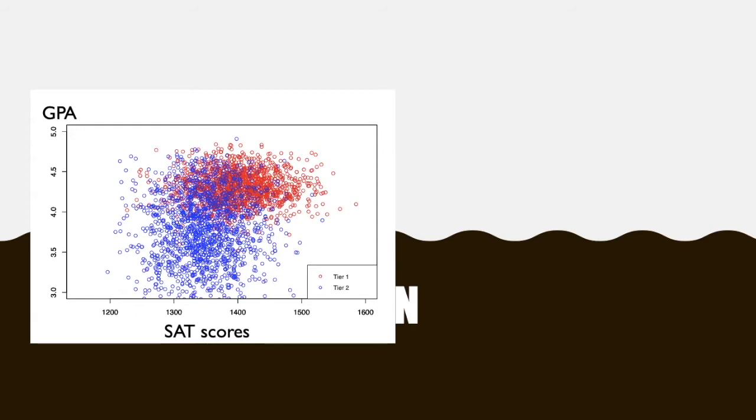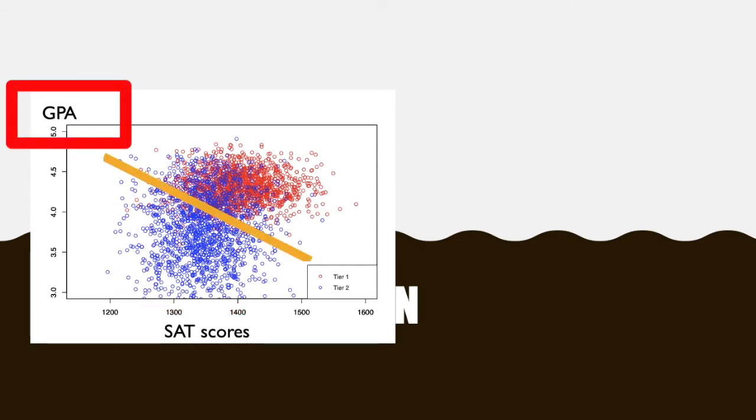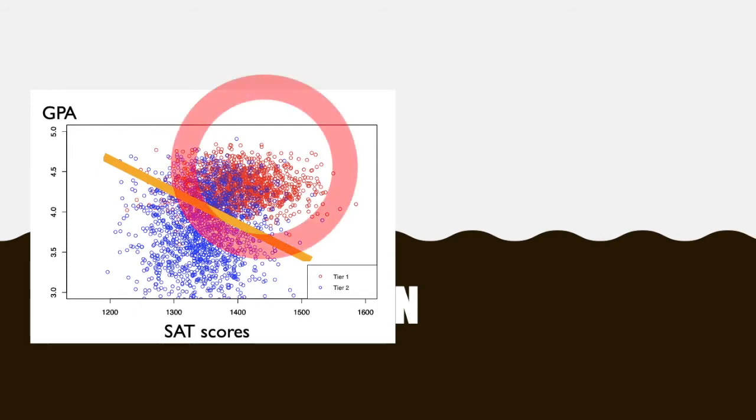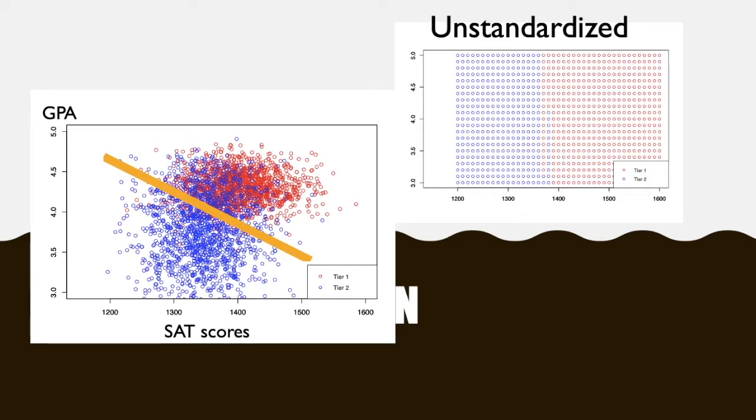Assume that we want to predict whether students can go into Tier 1 or Tier 2 schools based on their SAT scores and GPA. Here is an overview of the data. From the figure, we can see that students need to not only do well on the SAT, but also obtain a high GPA in order to increase their chance of getting into Tier 1 schools. If we use unstandardized data and the KNN method to predict whether a new batch of students can get into Tier 1 schools, the result looks like this.